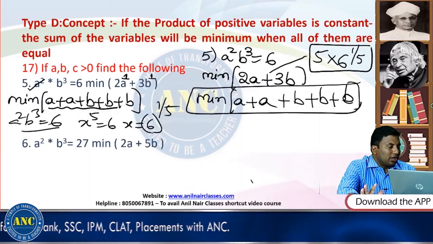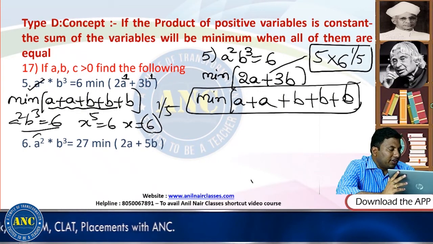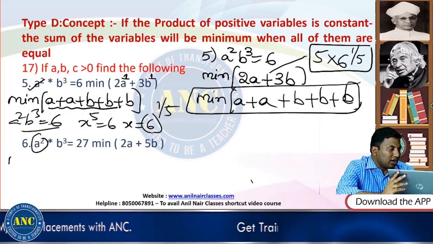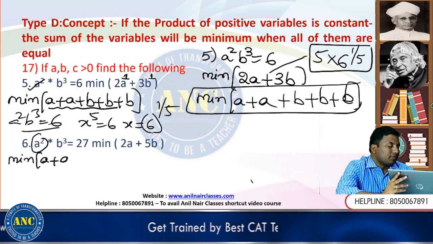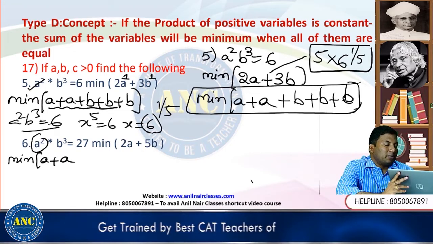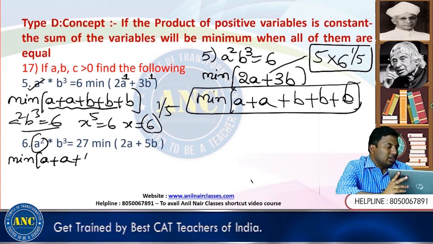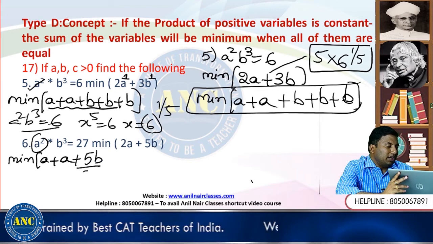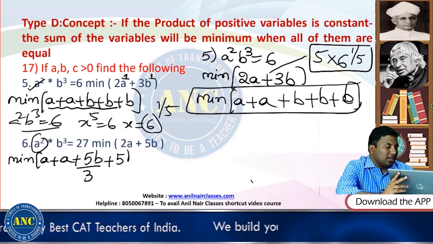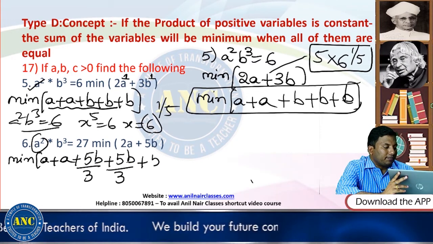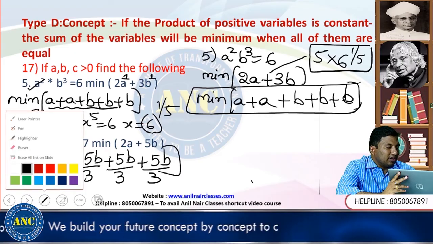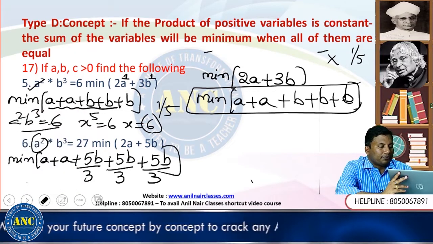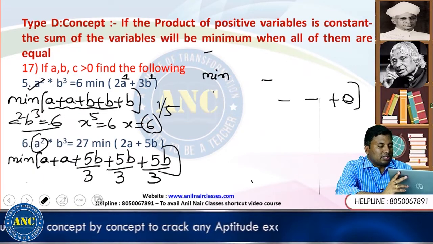Right. So, A square B cube. Degree of A is 2, here it is 1, so it is A plus A. Degree of B is 1, but in the question it is 3. So it is 5B by 3 plus 5B by 3 plus 5B by 3. I hope you have understood why I am writing like this. Then I will write it at the top so that you can see it.